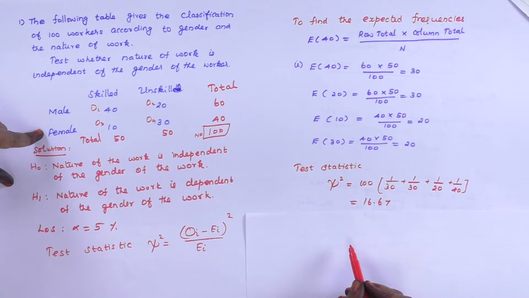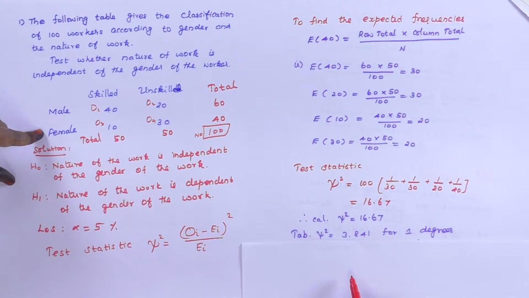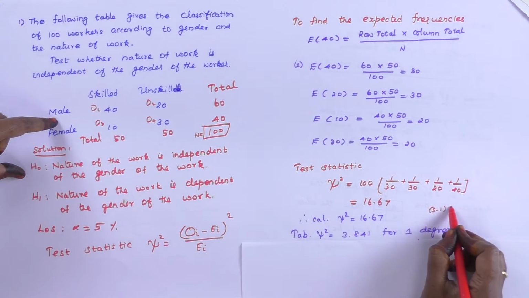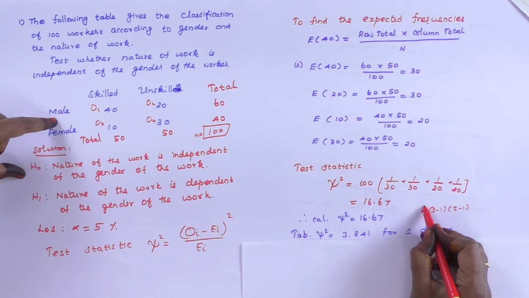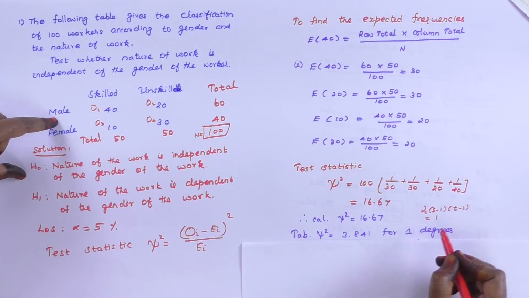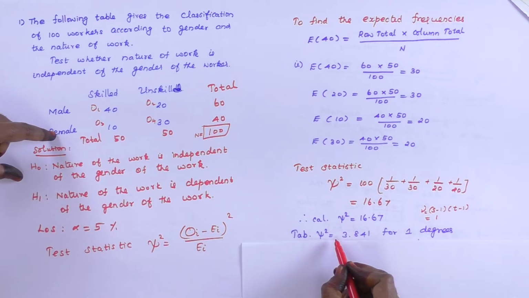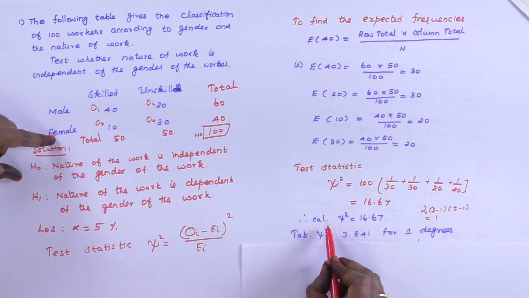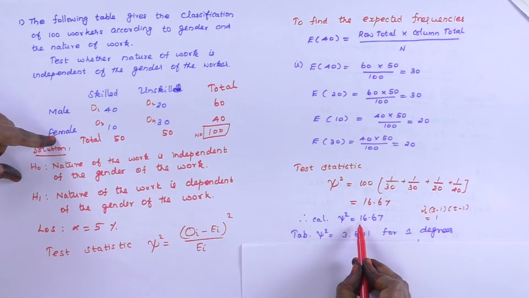Next, our degrees of freedom is two rows, two columns. That is (S minus 1) into (T minus 1), which is equal to (2 minus 1) into (2 minus 1). We get 1. Therefore, the degrees of freedom is 1 and the corresponding tabulated value is 3.841. Now, comparing the calculated chi-square with the tabulated chi-square value.